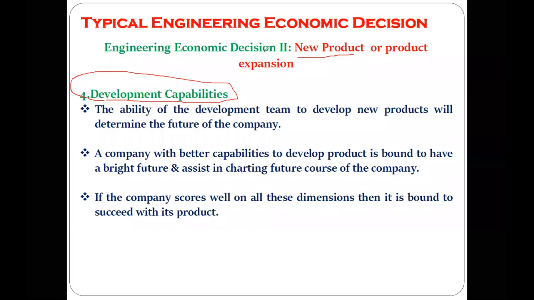Means if you have decided to produce the new product, then you need a good capable team. You need a talented engineer team to develop that product. If your team is not capable, then that definitely will affect the quality of the product. Then that definitely will affect the development time of the product. If it affects these two dimensions, definitely it will affect the product cost also. And if all these factors get affected, then the profit of the company will also get affected.